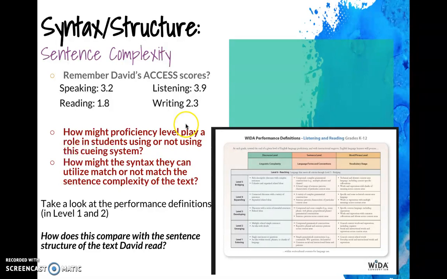Look at the sentence level. What do you notice about the performance definitions in the text? Pause the video and consider the questions on the slide as you look at the performance definitions, the text, and what David was able to do as a reader. Then resume and we will hit a few of the highlights.